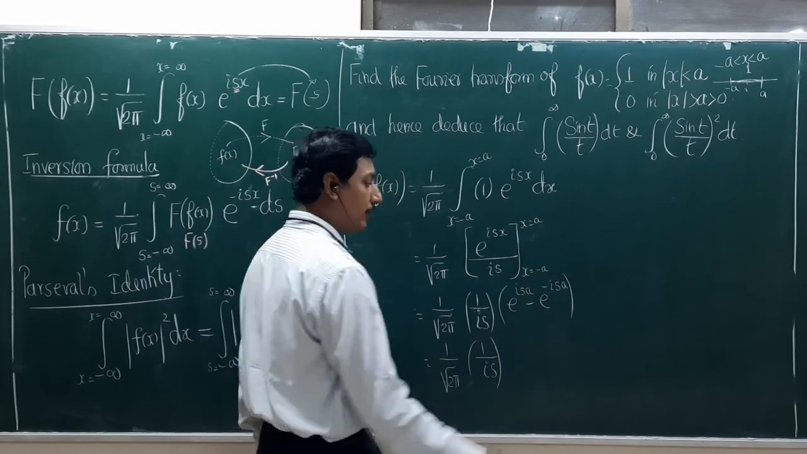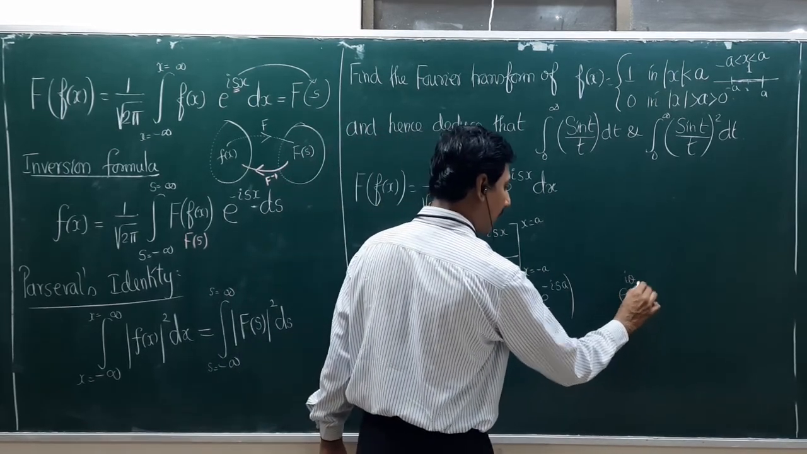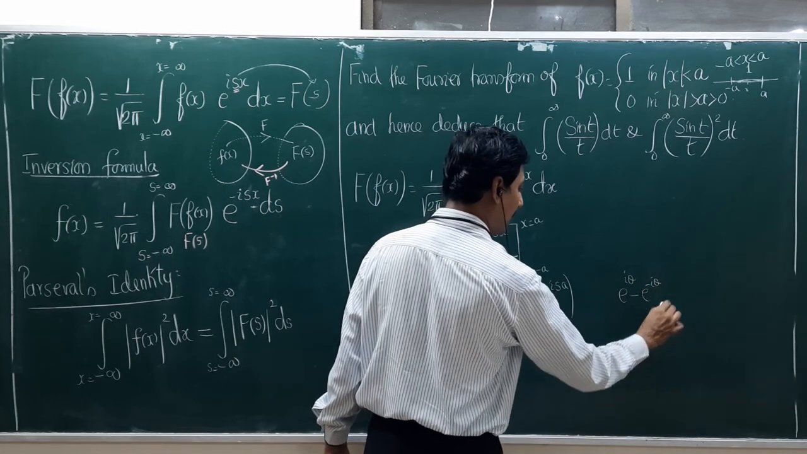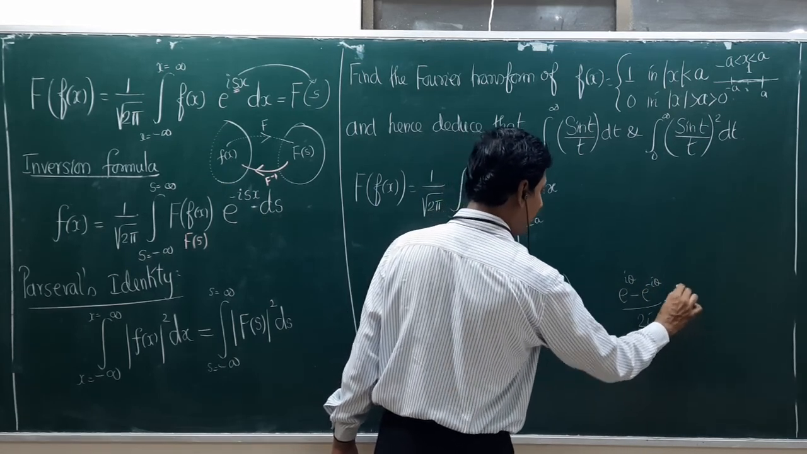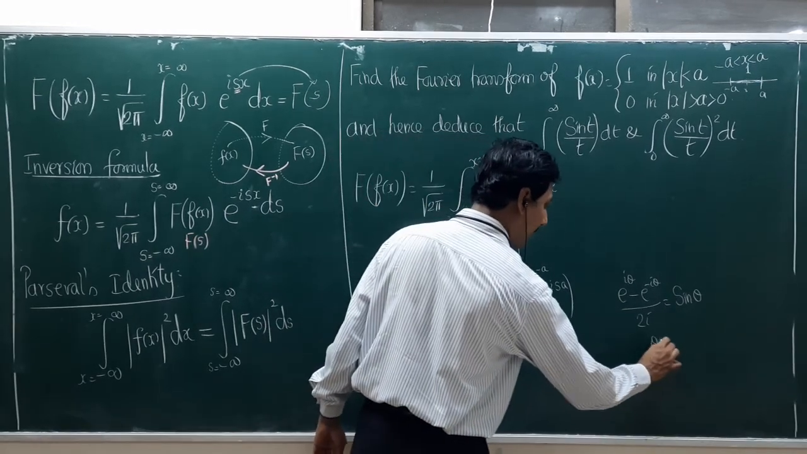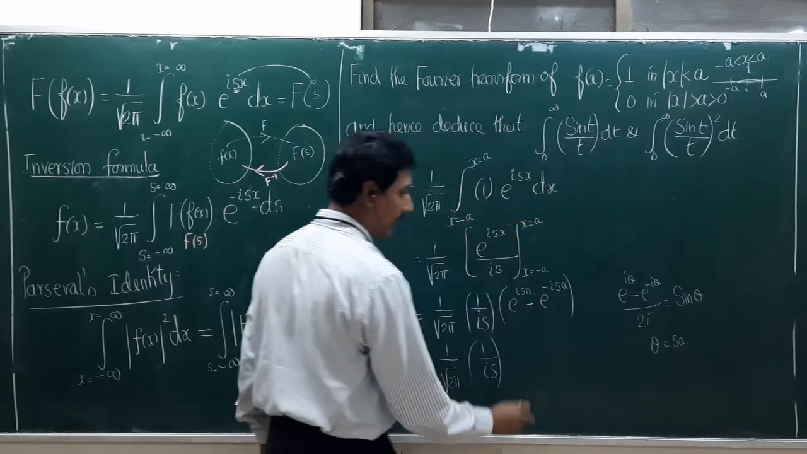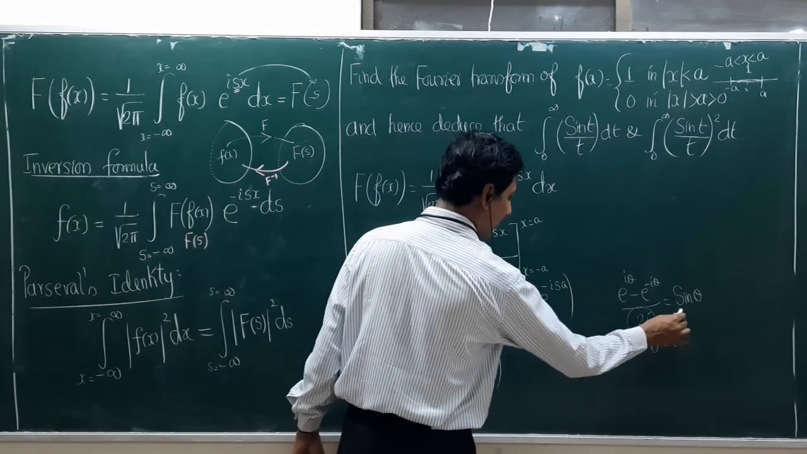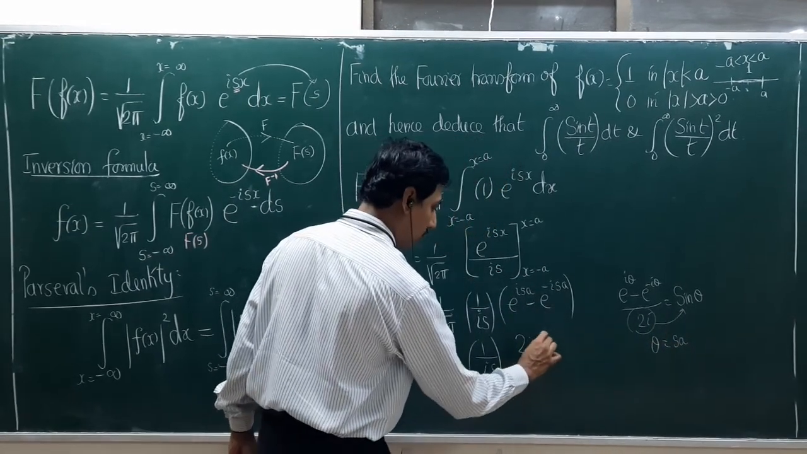This is 1 by square root of 2 pi, 1 by i s. It looks like e to the power i theta minus e to the power minus i theta by 2i equals sin theta. In place of theta, here we have s a. By cross multiplying the 2i to the other side, we get 2i into sin theta.